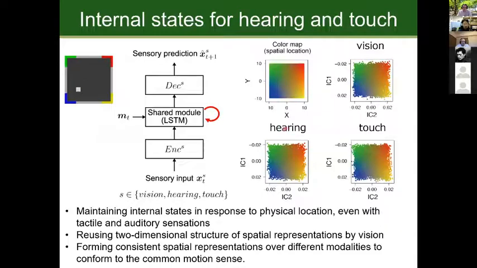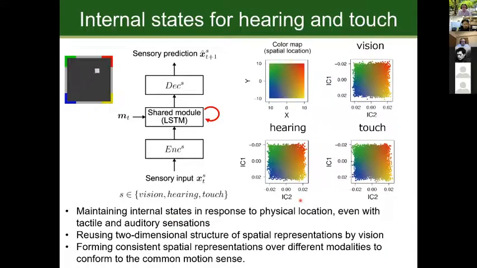Again, we try to visualize the internal states for hearing and touching as well. In the same way, the internal states are plotted on the ICA spaces. As you can see, the internal states are maintained in response to the physical location again, and even with the tactile and auditory sensations, they form a similar structure to vision.